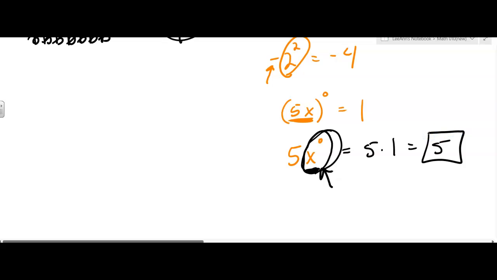By the way, just note to you, when you have x and you don't see an exponent, that is x to the 1st power, okay? So just remember that.